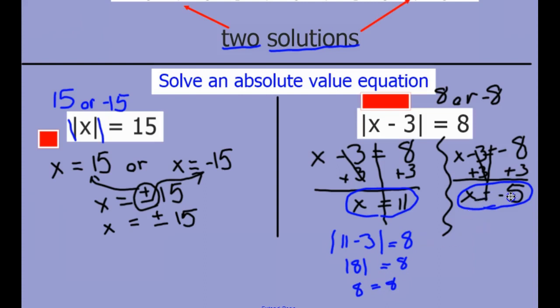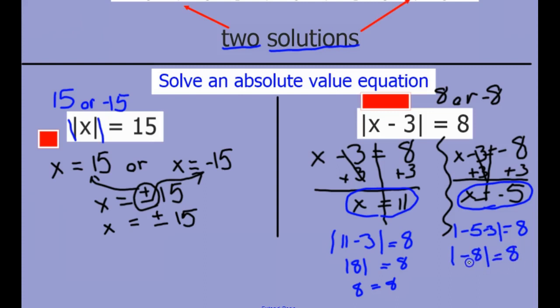Here we can put this negative 5 in for x. So what we have is the absolute value of negative 5 minus 3 equals negative 8. Or equals 8, sorry. We are just adding whatever we found back to our original equation. So negative 5 minus 3 is negative 8. So the absolute value of negative 8 would equal 8.